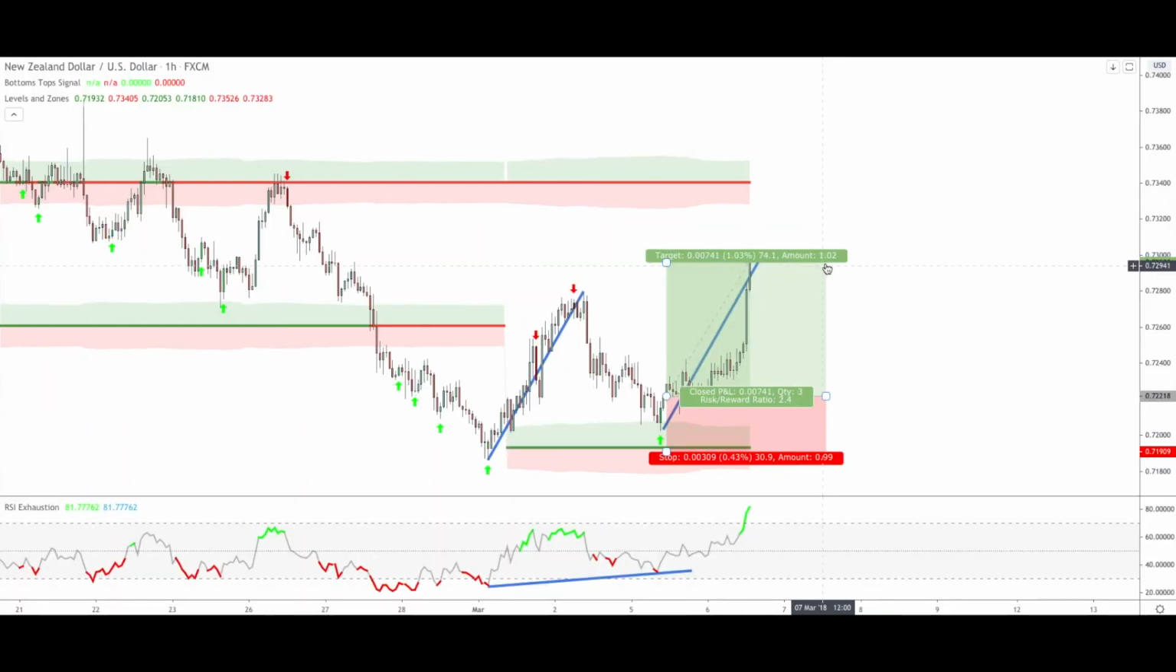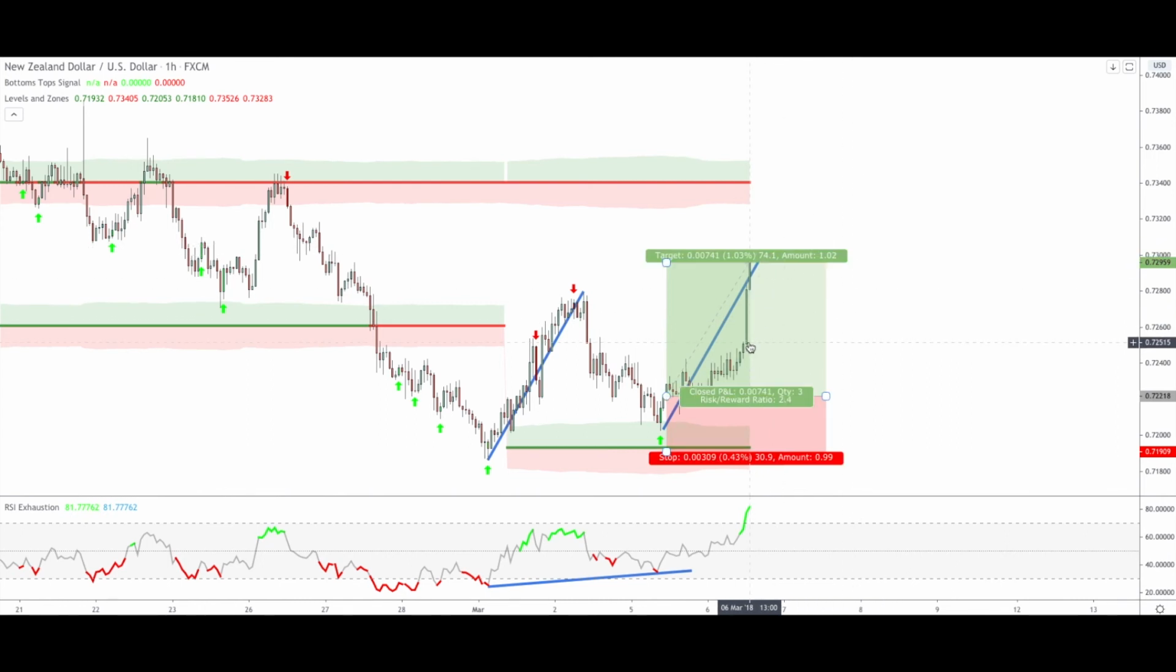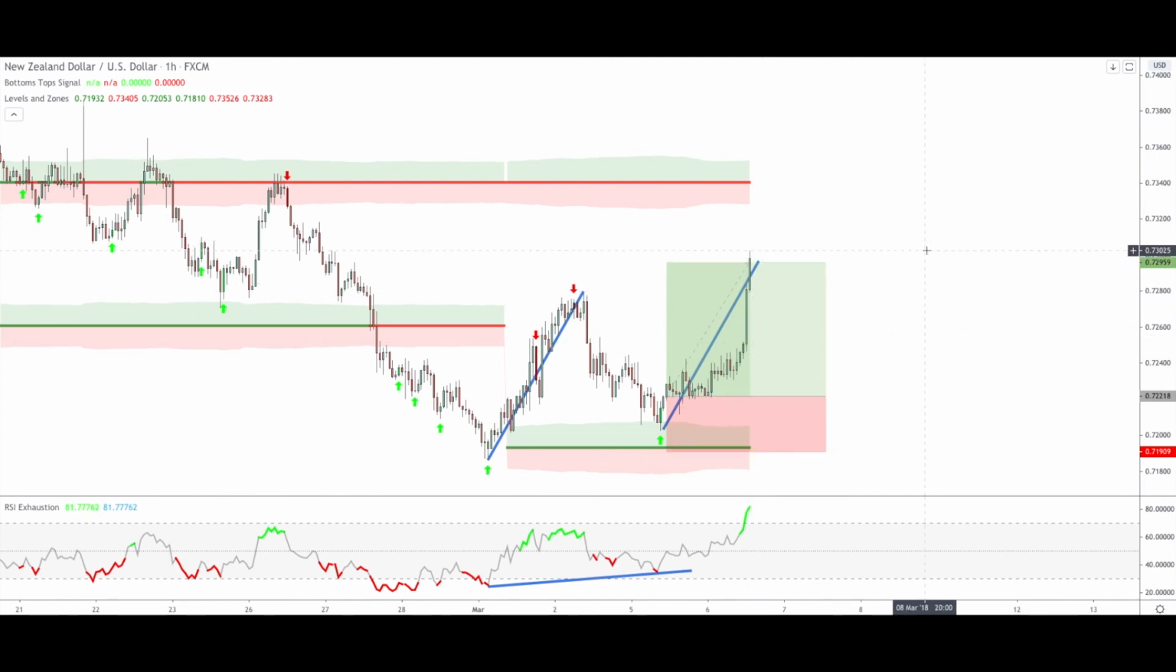So the trade is over and we got 2.4x return, which is a very interesting return. The price just accelerated within 2 candles, which is a bit unexpected, but very welcome, because we got to our target.